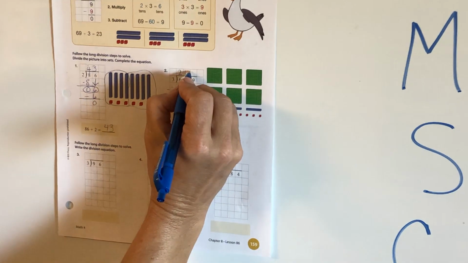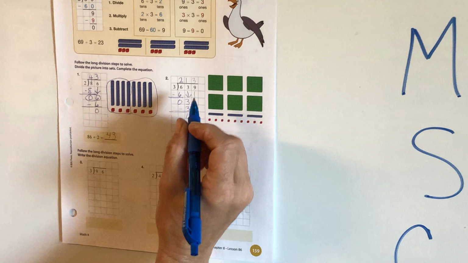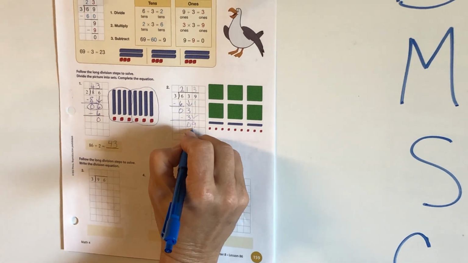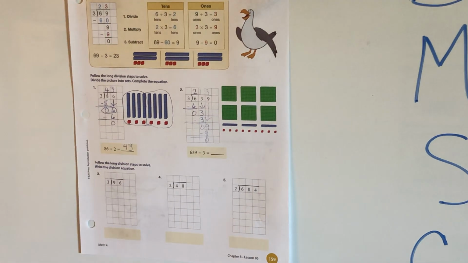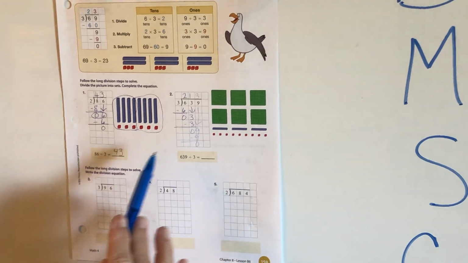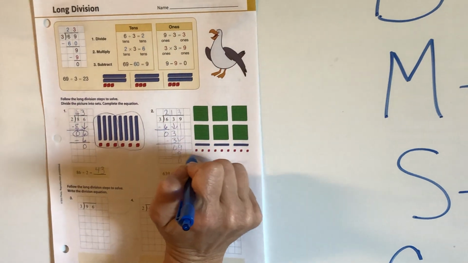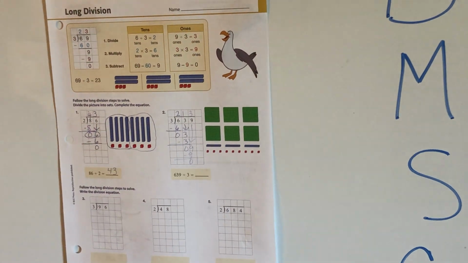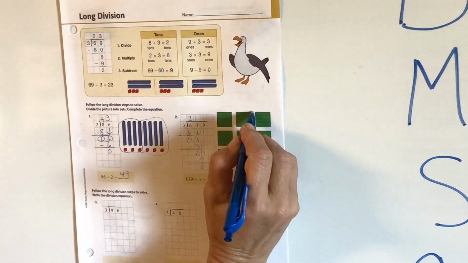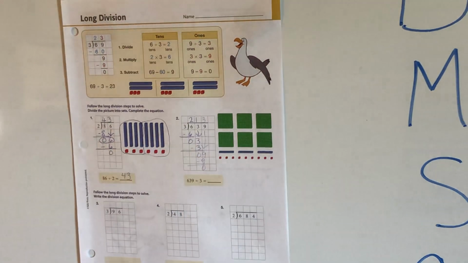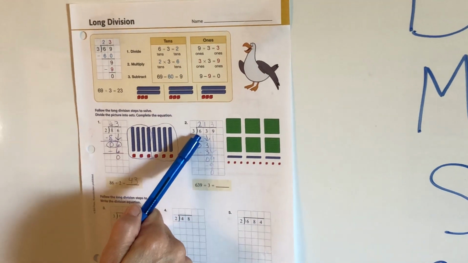3 will go into 9 3 times. Get it in the right spot. There we go. 3. 3 times 3 is 9. Subtract, and you have 0. Over here, you want 3 groups. Okay, so we're going to illustrate this, and my pen's running out. You can just watch my movement. Make 3 groups. And then 639 divided by 3 equals 213.